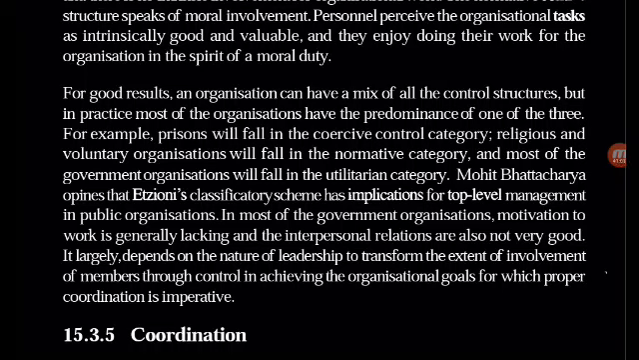Mohit Bhattacharya opines that Etzioni's classificatory scheme has implications for top level management in public organizations. In most of the government organizations, motivation to work is generally lacking and the interpersonal relations are also not very good. It largely depends on the nature of leadership to transform the extent of involvement of members through control in achieving the organizational goals, for which proper coordination is imperative.